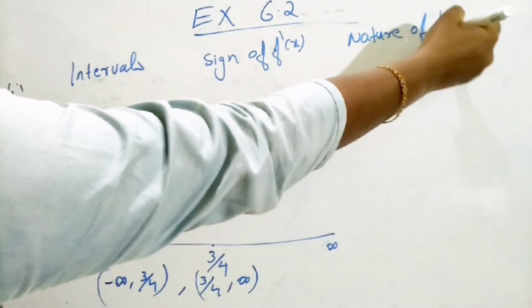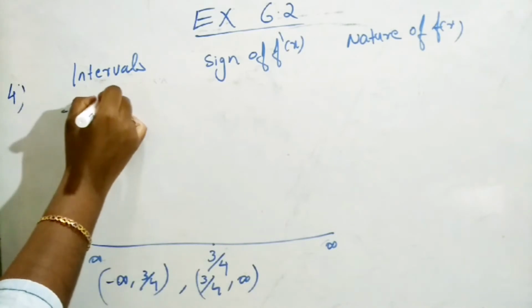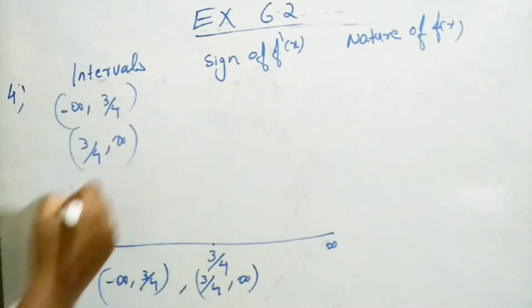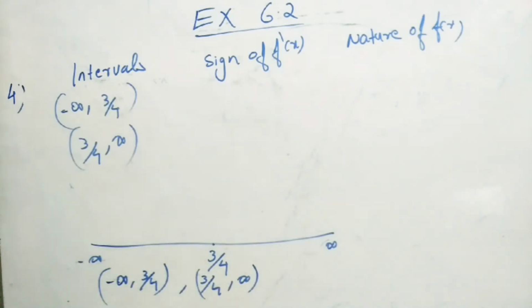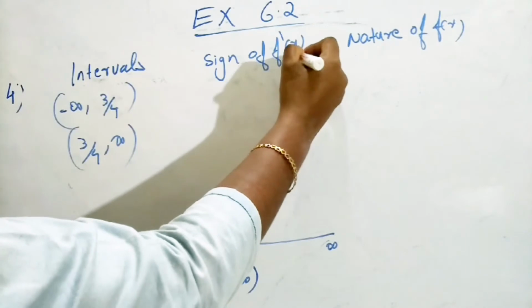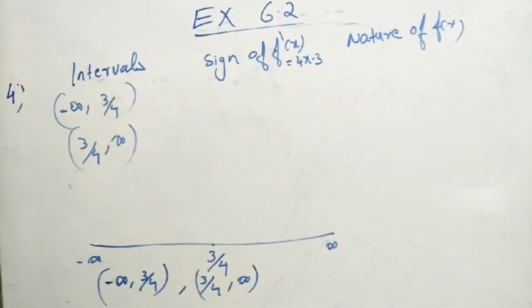Nature of f of x. So the intervals in this case are minus infinity to 3 by 4 and 3 by 4 to infinity. And what is our f dash of x? That is 4x minus 3. F dash of x is 4x minus 3.